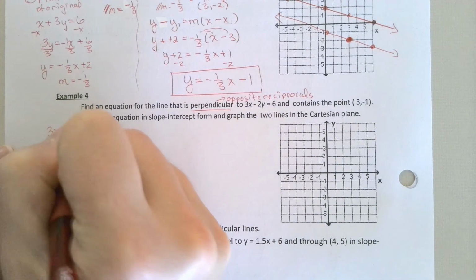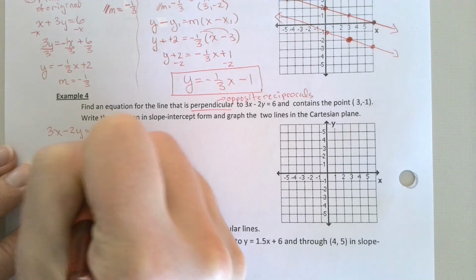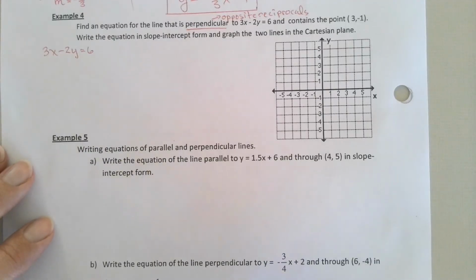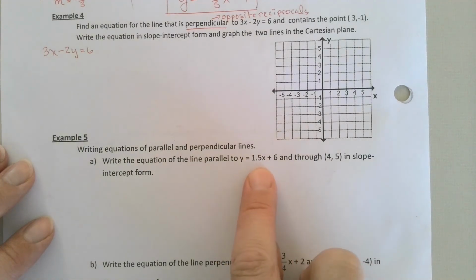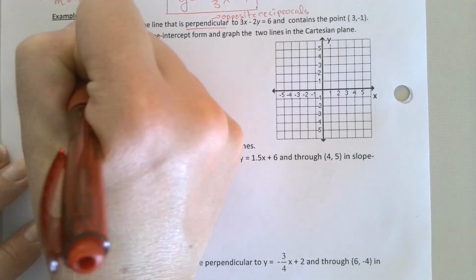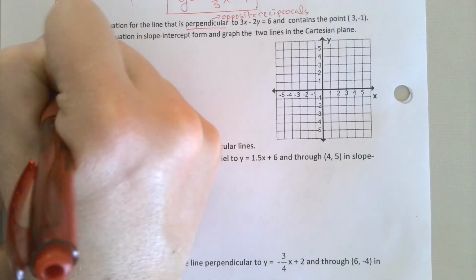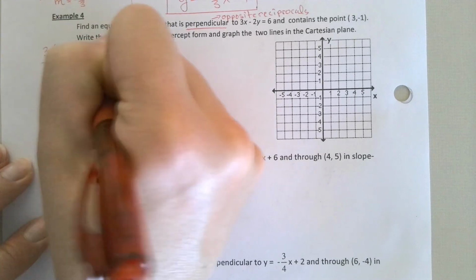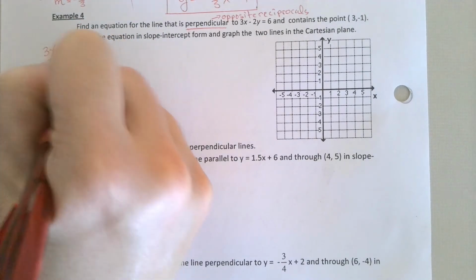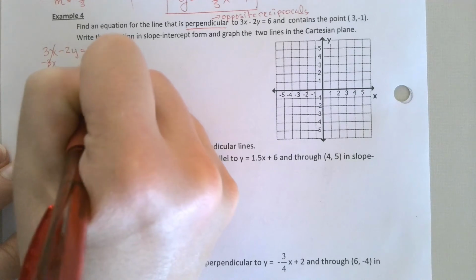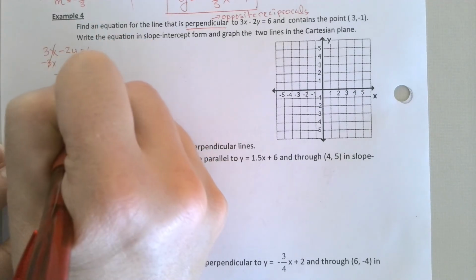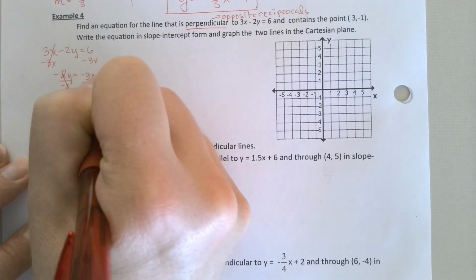So it's 3x minus 2y equals 6. It's much easier if we're given an equation like this because it's already y equals. But I have to find my own slope here. So let's do that. I get negative 2y equals negative 3x plus 6. And I'm going to divide each piece by negative 2. So I get y equals 3/2 x minus 3.